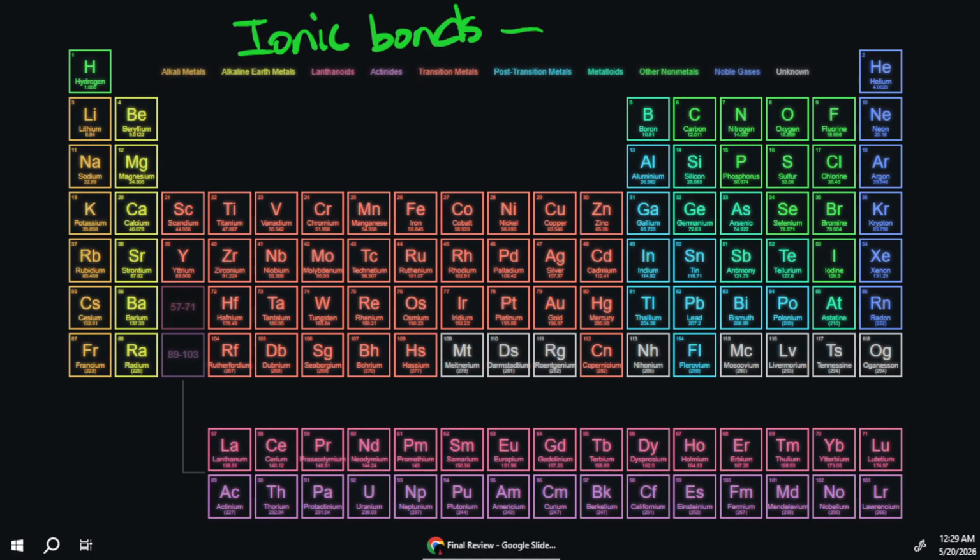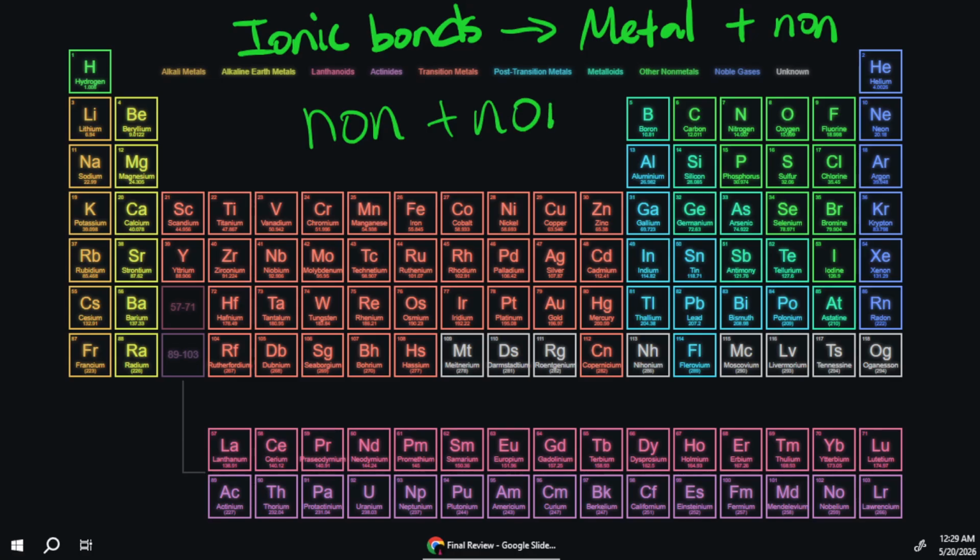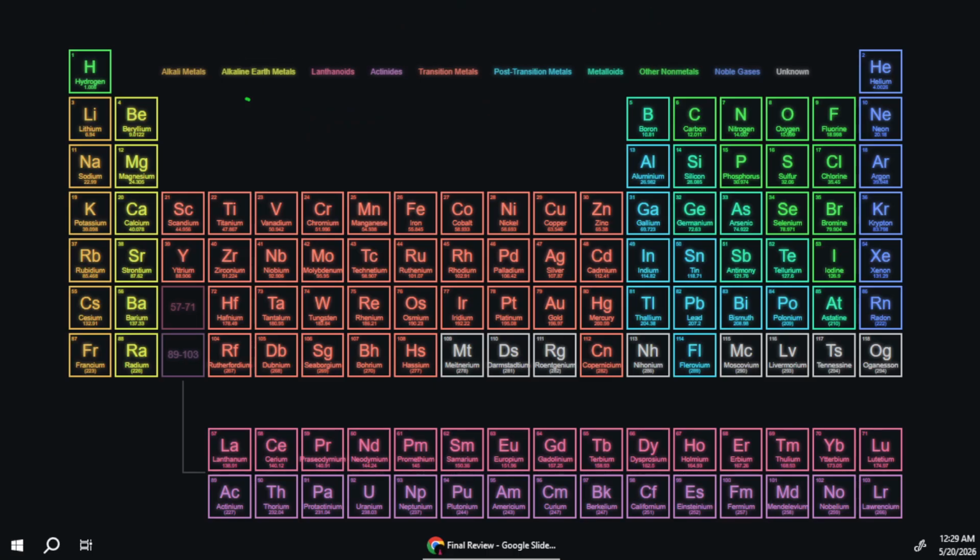Bonds are usually between metal plus non-metals. Okay, but sometimes they can have non-metal plus non-metal. We will have to bring in polyatomic ions, which is just ions that formed a bond between each other and still have a positive or negative charge.